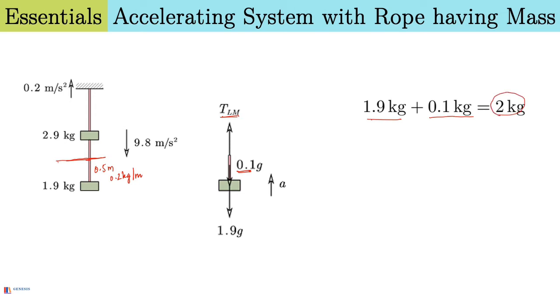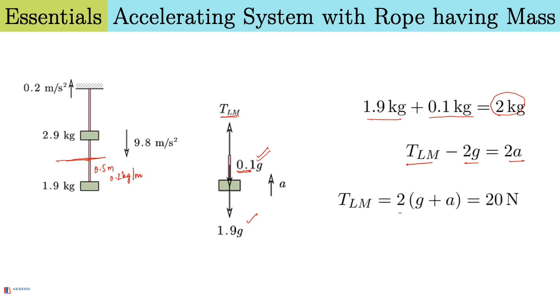The total weight acting downwards is therefore 2g, 1.9g plus 0.1g. So the equation of motion can be written as upward force minus downward force is equal to mass into acceleration. TLM minus 2g is equal to 2 times a. So TLM is 2 times (g plus a). Substituting, we get the value of TLM as 20 newtons.